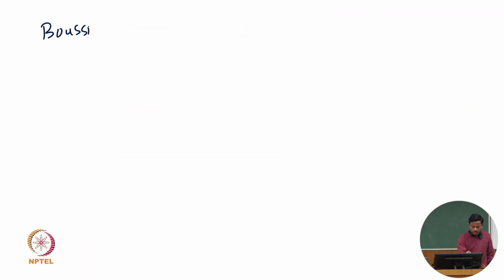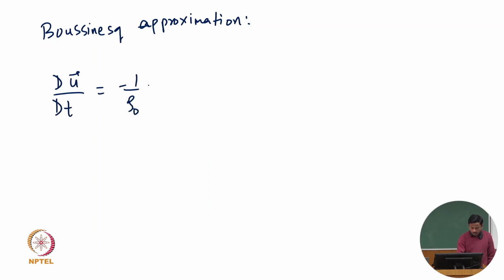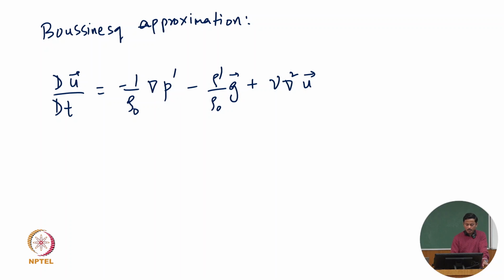So we invoke the Boussinesq approximation. Neglect the density variation where it is multiplied with terms other than the acceleration due to gravity. From the previous equation we only get del u by del t equal to minus 1 by rho naught gradient of p prime, minus rho prime by rho naught g, plus nu del squared u. So we have neglected all multiplication of the rho prime term anywhere except when it is multiplied with gravity. This is the essence of the Boussinesq approximation. This is very important for us to keep.